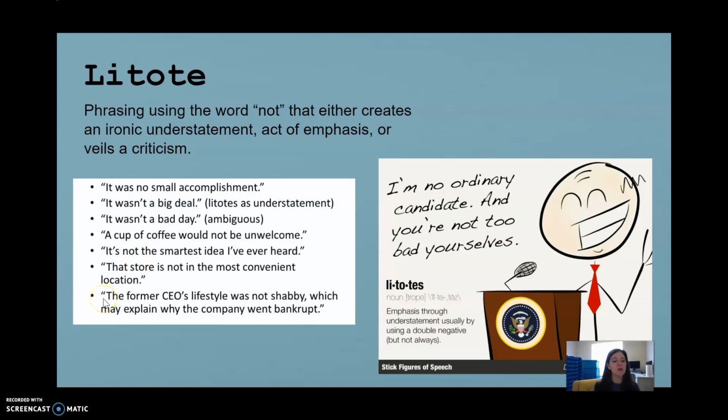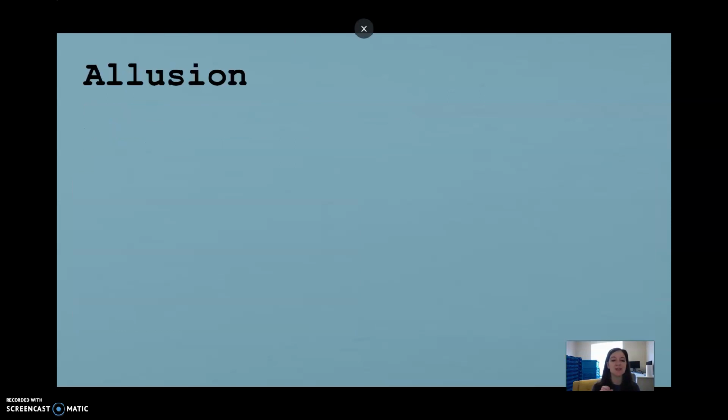Here we have, "the former CEO's lifestyle was not shabby, which may explain why the company went bankrupt." This might fall under the ironic statement, where it's emphasizing the fact that the CEO had a very lavish lifestyle, and so it's pointing out the cynical humor of the situation. And so that's how you use litotes.